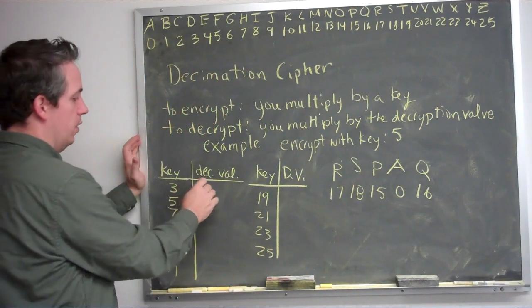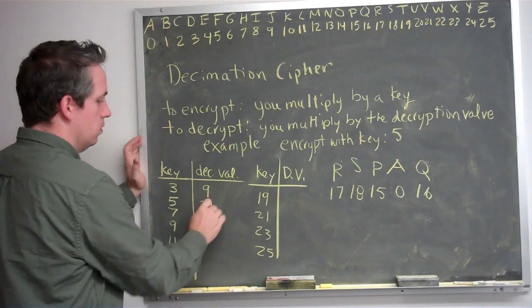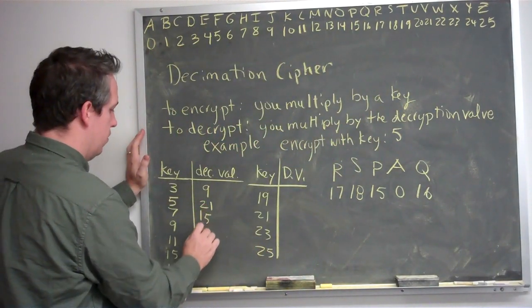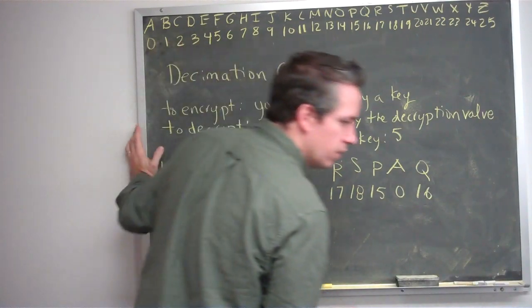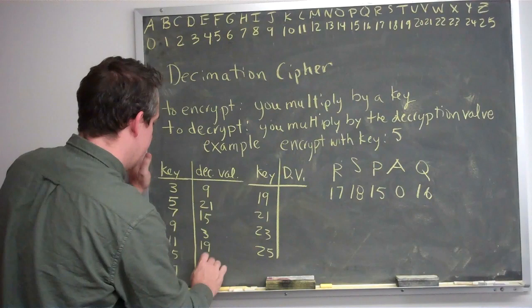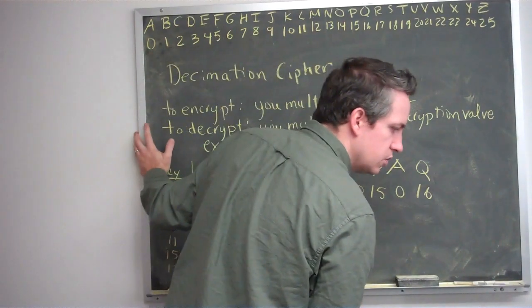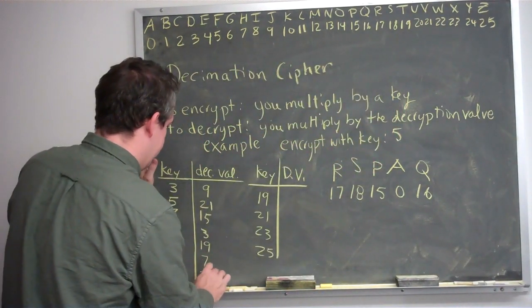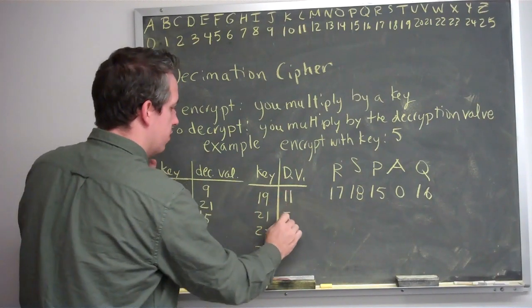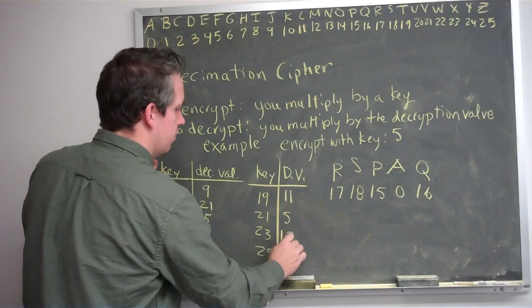The decryption value for 3 is 9, for 5 is 21, the decryption value for 7 is 15, for 9 is 3, for 11 it's 19, for 15 it's 7, for 17 it's 23, for 19 it's 11, for 21 it's 5, for 23 it's 17, and for 25 it's 25.